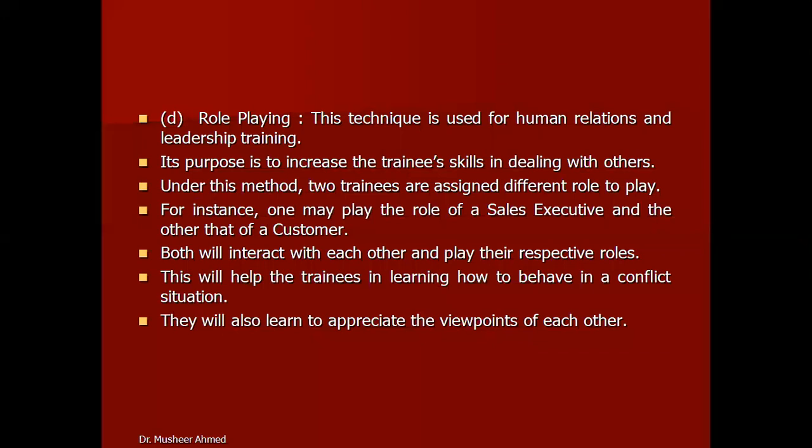So this method helps the trainees in learning how to behave in conflicting situations. Trainees also learn to appreciate the viewpoints of each other, which is very much necessary.